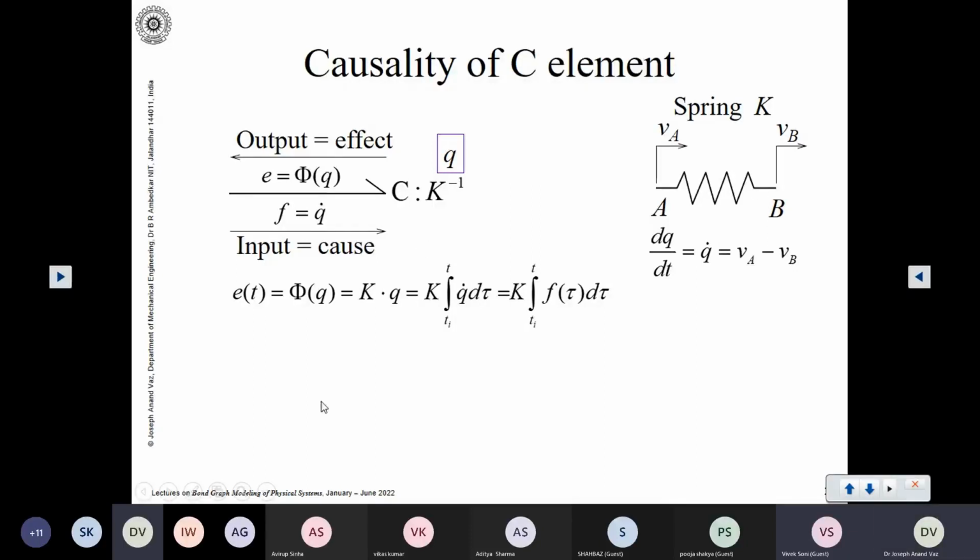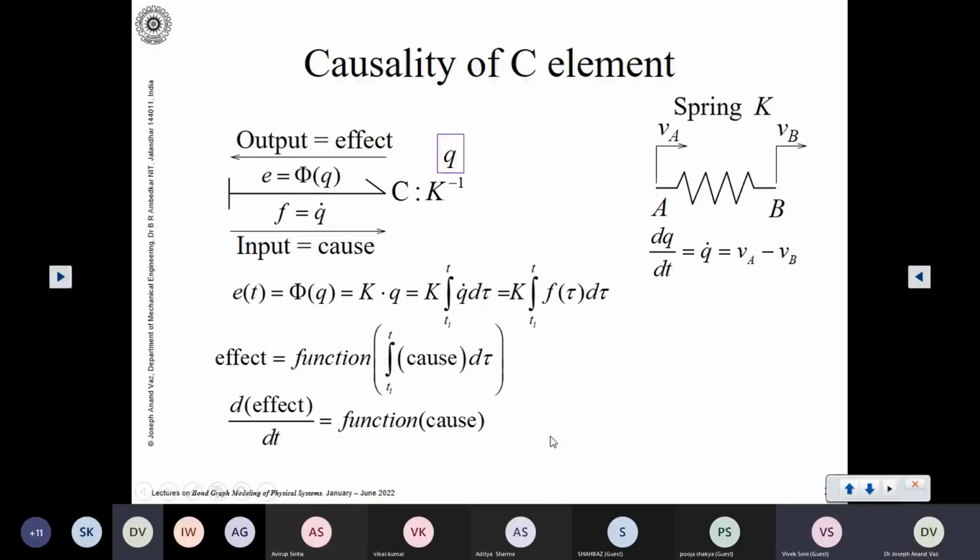And in this linear spring case, it is just K into Q because it's a linear relationship. Force is directly proportional to the deformation, and that is equal to K multiplied by the integral. How did you get this Q? The state was obtained by integrating Q dot with respect to time. So you integrated the flow right up to the present time, obtained the state, and then produced an output which was a function of the state. That is what happens actually for springs.